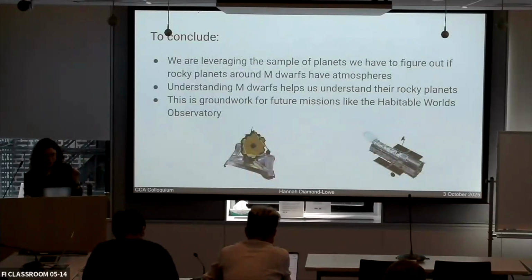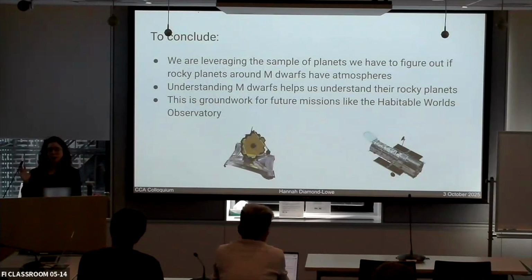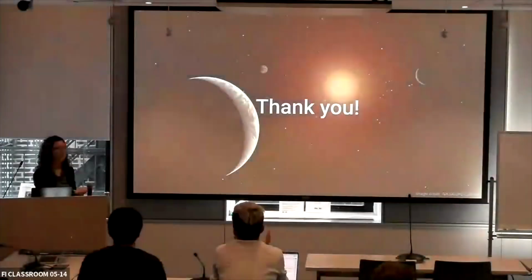Okay, I will conclude there. So basically, we are leveraging the sample of planets we have to try to figure out if rocky exoplanets around M dwarfs have atmospheres. Understanding these M dwarfs is really key to understanding the planets. And this is groundwork for future missions, for example, Habitable Worlds Observatory. I'll stop there. Thank you.